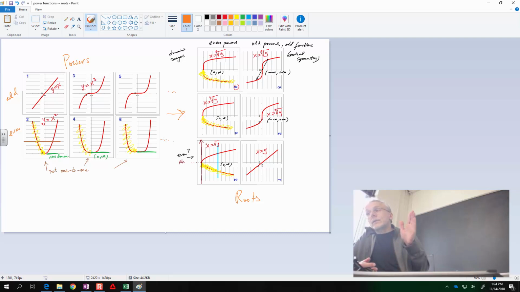They grow very fast initially, as you can see at the top over there, and then flatten out, even though they continue to grow. It is slowing down in comparison to x squared. Okay, so that's all we need to know about the roots to begin with.